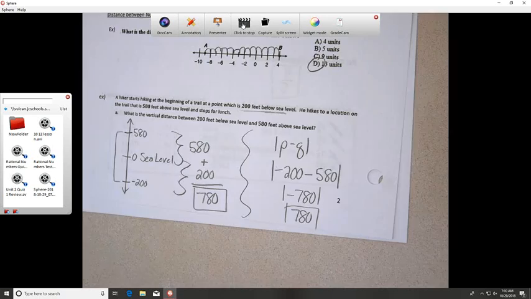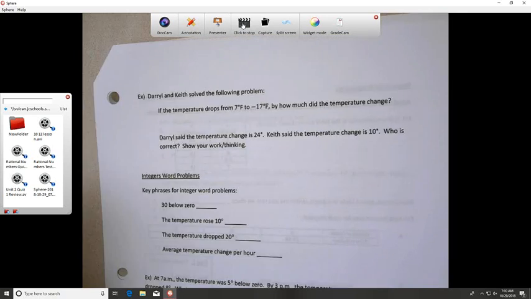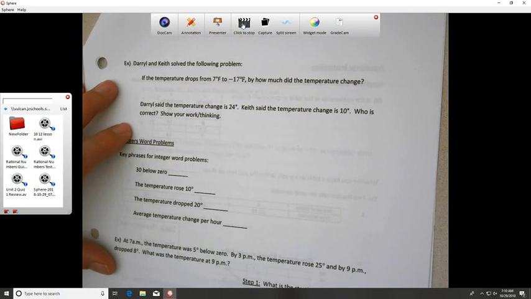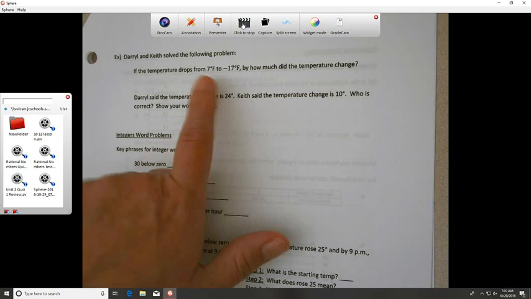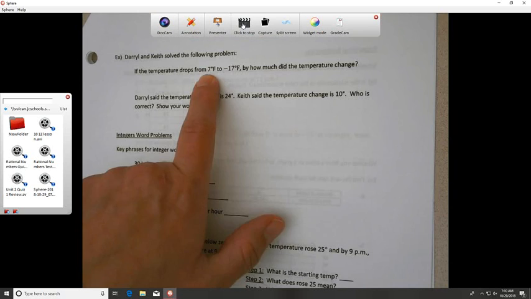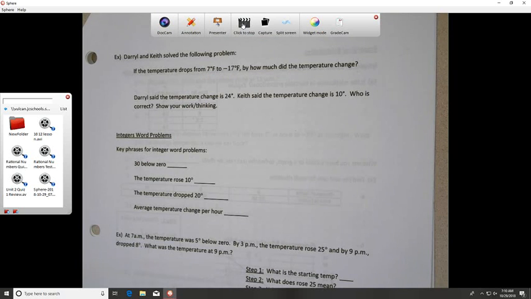All right, so we'll look at one more very similar kind of question. So it says, Daryl and Keith solved the problem below. If the temperature drops from 7 degrees Fahrenheit to negative 17 degrees Fahrenheit, by how much did the temperature change? So we want to know what's the distance from 7 to negative 17. Daryl said the temperature change is 24 degrees. Keith said it was 10 degrees. Who is correct? So I'm just going to use my number line model again.